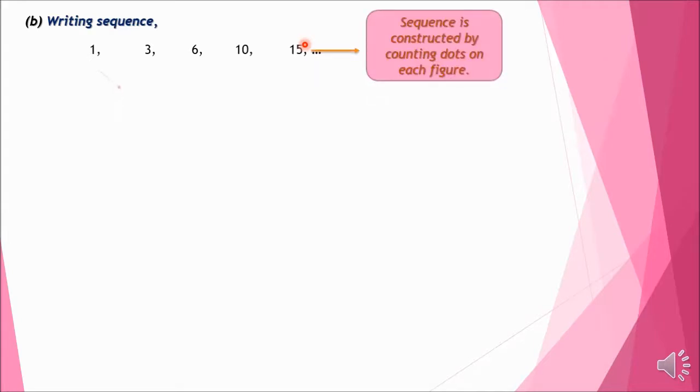We have counted the dots on the previous slide. We are going to use those dots to construct our sequence. Now see, the first 1 is from the first figure, 3 is from the second figure, 6 is from the third figure, 10 is from the fourth figure, and 15 is from the figure which we have drawn as part of our solution. Now this is just a confirmation that the sequence is constructed by counting the dots of each figure.